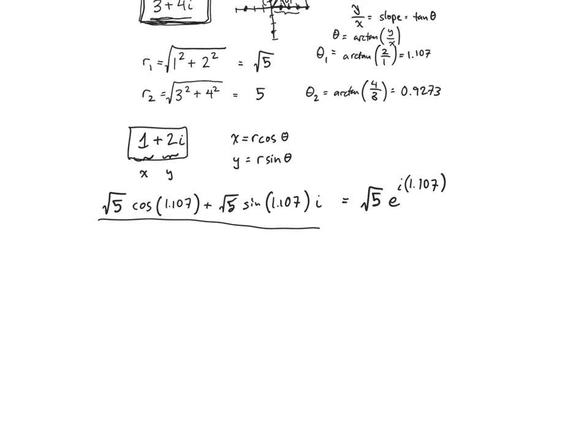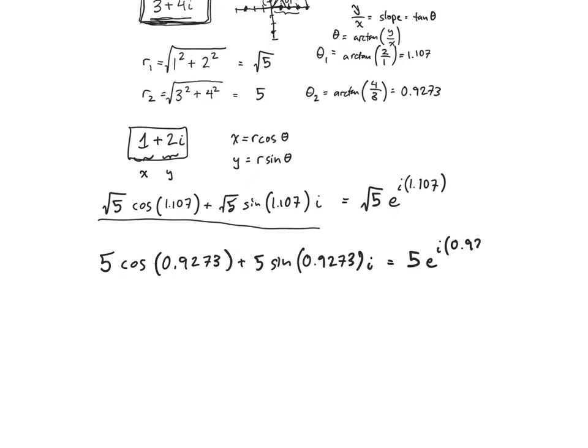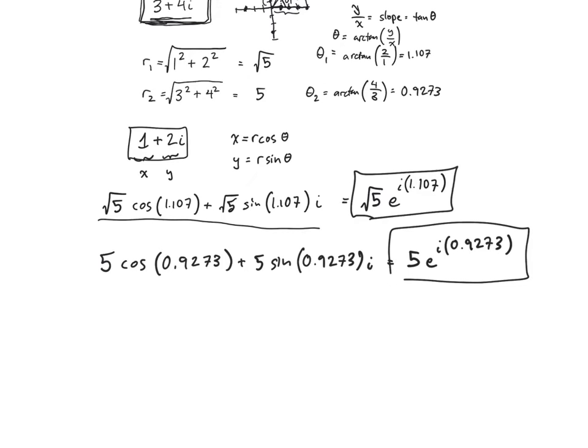Okay, let's do that for the next number here. In this case, my R2 is 5 cosine of my angle 0.9273 plus 5 times sine 0.9273 i, and this just equals, again using Euler's relation, 5 e to the i times my angle 0.9273. Okay, so now I've got the complex numbers on either side of the fraction arranged in this form.